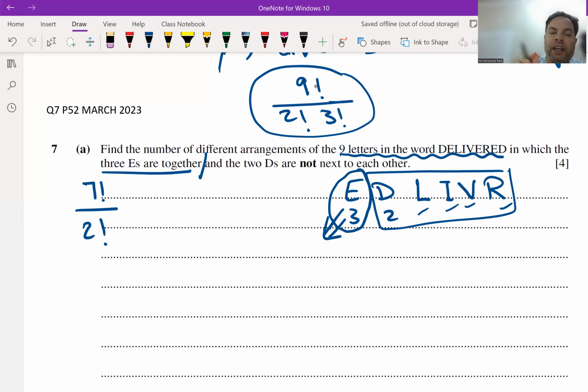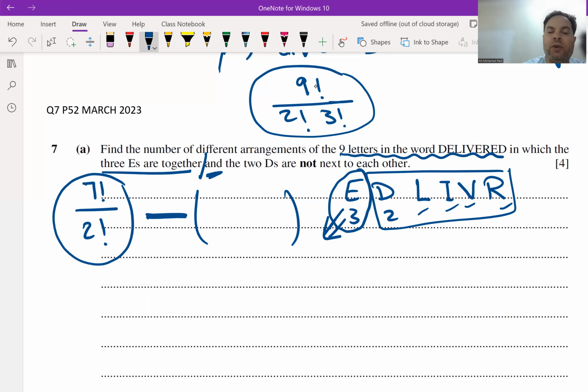Now, this is the first part, in which the 3 E's are together, and we have to satisfy both conditions: and the 2 D's are not next to each other. We can solve it by getting all the cases where the E's are together and minus all the cases where the E's are together and the D's are together. So I will now explain the case where the E's are together and the D's are together. So E's as 1 letter and D's as 1 letter, and we have 4 left, so it will be 6 factorial. Divided by, no, because now the E's are together and the D's are together, so there is no repetition, and the E's are the same, so no need to multiply by 3 factorial. This is the final answer.